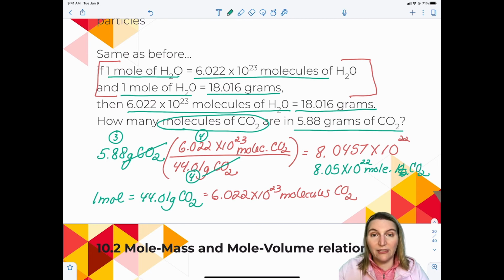So this is essentially what we set out to do at the beginning of the chapter. How can I count by massing? So if I need 8.05 times 10 to the positive 22 molecules of carbon dioxide, I now know I should weigh out 5.88 grams of carbon dioxide, and vice versa.